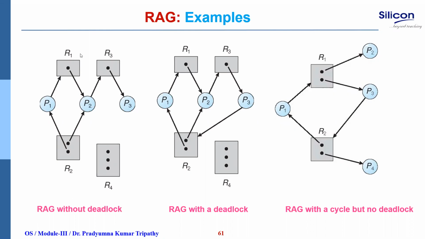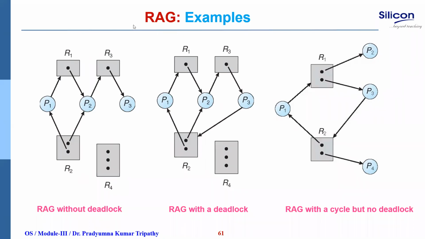And if the resource allocation graph contains a cycle, then we may say it may be in deadlock. This one is not in deadlock because there is no cycle over here. If there is no cycle, it is not in deadlock.